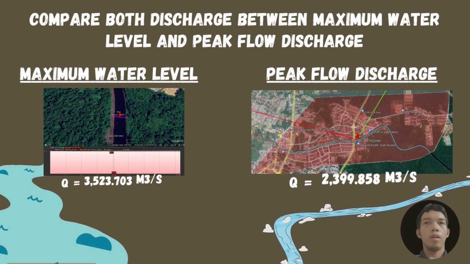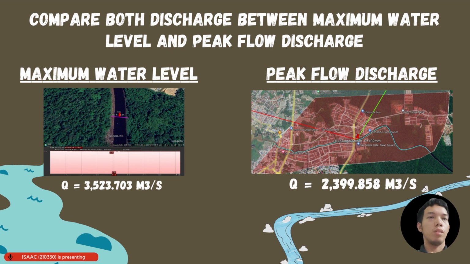Our group was also assigned to compare the discharge between the maximum water level and the peak flow discharge. As you can see, the maximum water level has a higher discharge compared to the peak flow discharge. The reason may be the location of the stream: the maximum water level was located upstream, and the peak flow discharge was calculated based on the average of the stream in Hulu Sungai Merah.